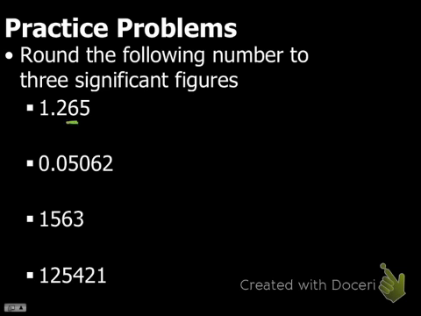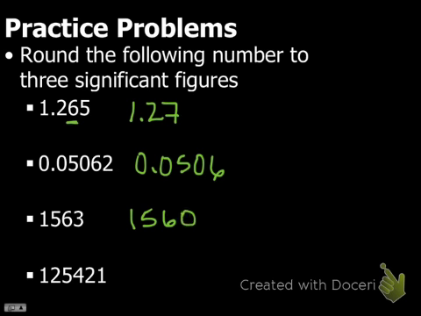So this first one, I'm going to round to 1.27. Next one, 0.0506. Next one, 1,560. And my final one, 125,000. And again, notice that these numbers are very similar to this number, it's just rounded. So this one, notice this last one, I didn't round it to 125 because that would be a very different number than 125,421. So the numbers should be communicating about the same magnitude, but again, it's just a rounded number.